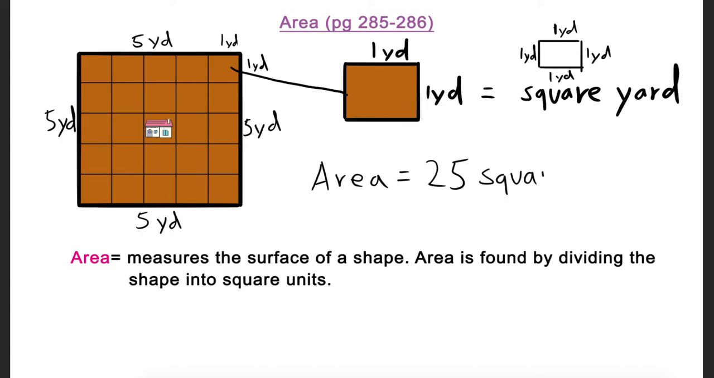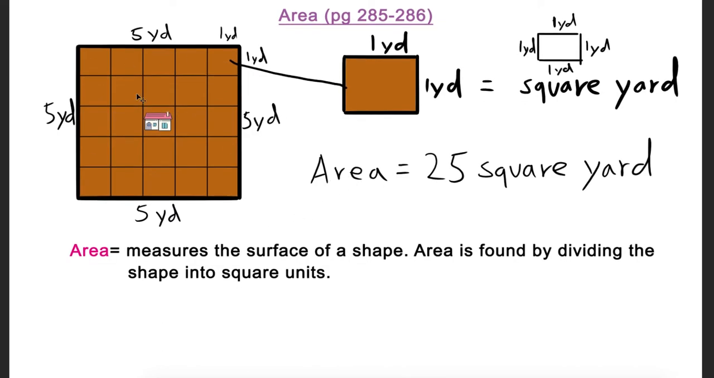square yards. 25 square yards. All right? So pretty easy, right? That's all you have to do for this lesson. All you have to do is count up the squares and you'll get your square yards.